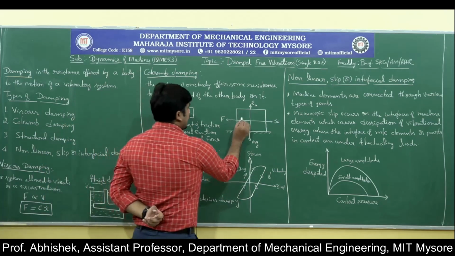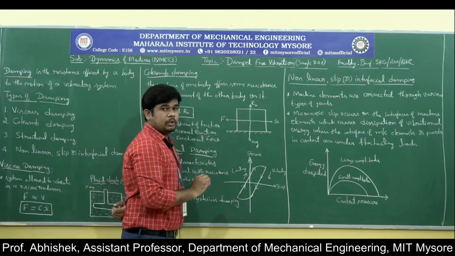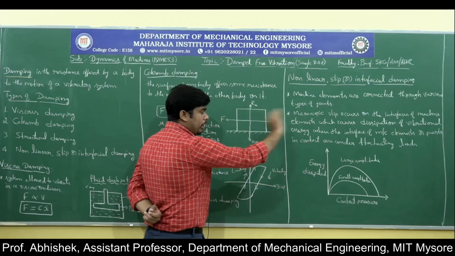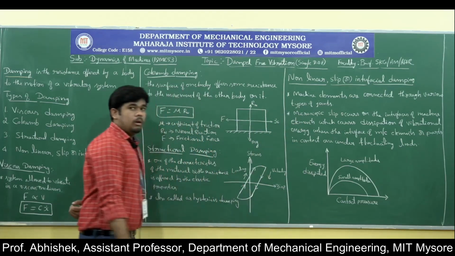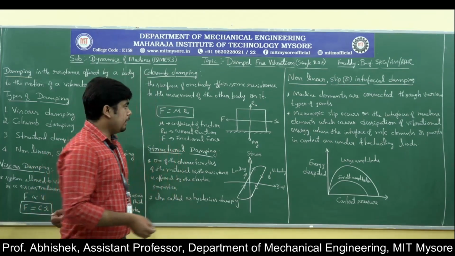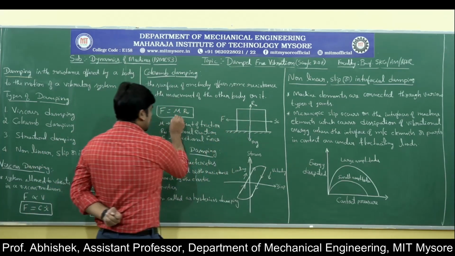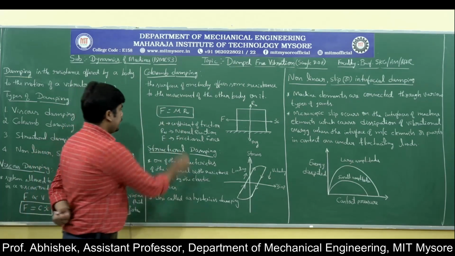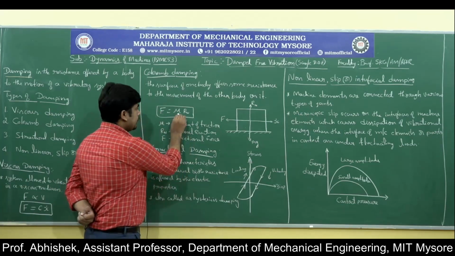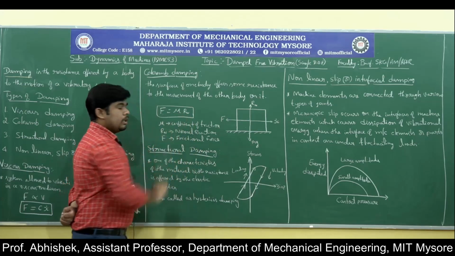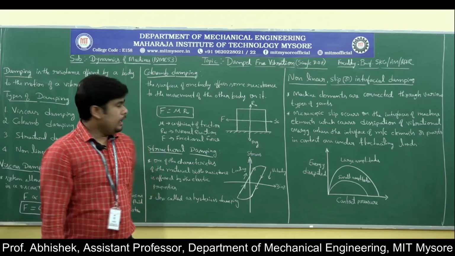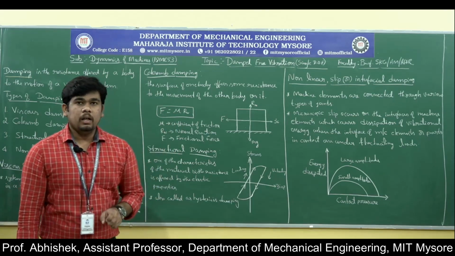Here F is nothing but the frictional force, this is the normal reaction, this is the x dot velocity, and this is the mass of the system, that is the weight of the system, m into g, mass into gravity. So with respect to this, they have derived a standard expression, that is F is equal to mu into Rn. F is the frictional force, mu is the coefficient of friction, Rn is the normal reaction. So this is about the Coulomb damping. This expression we will use while solving a numerical problem.